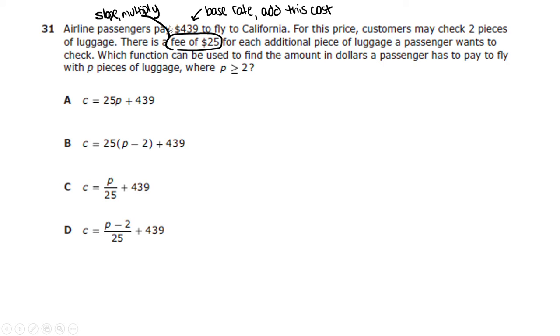So 25 is going to be our slope, which means that gets multiplied by our x, or our p in this case. But you have to account for p having to be greater than 2 because they got those 2 pieces free. Okay, that's our hint for this question.